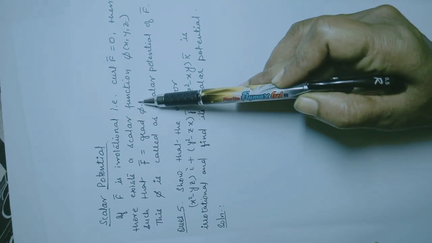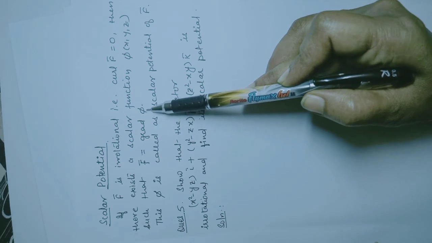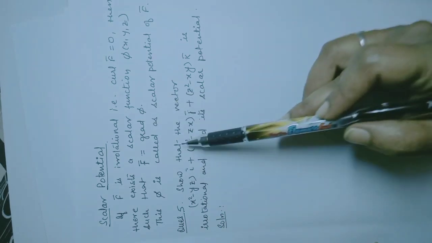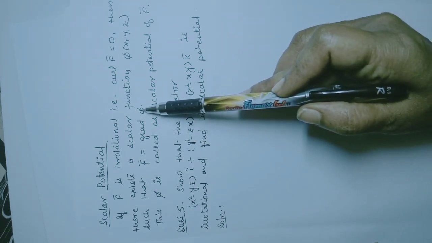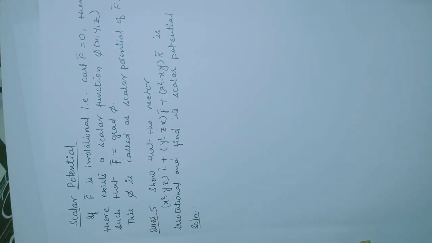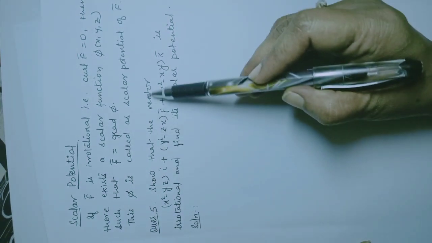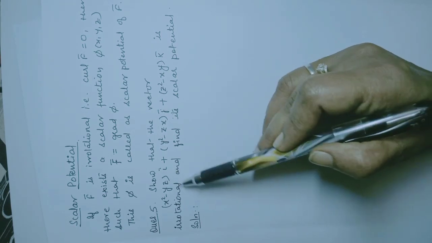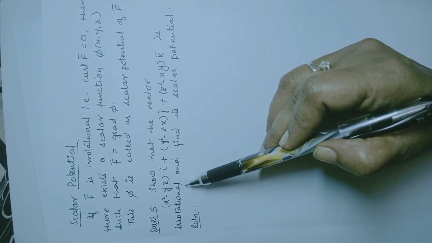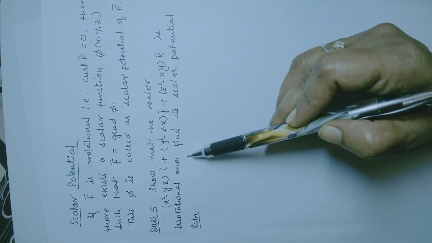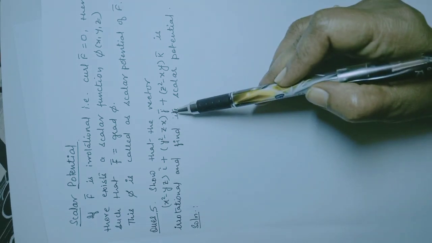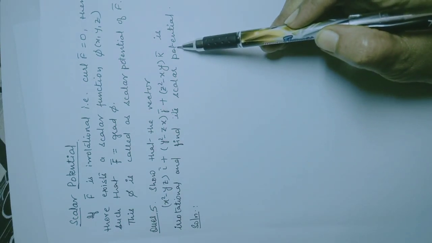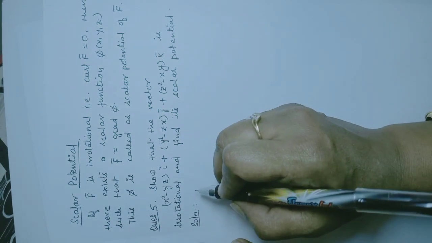Right, you can represent this vector f as grad phi, and this phi is nothing but the scalar potential, and easily we can calculate this phi. Let's see how we have to find this scalar potential or this phi. Now see here in this problem, you have to show that this vector is irrotational, and if this is irrotational, curl f is 0, and if curl f is 0, you can represent f as grad phi. That is your scalar potential, and you have to find that phi, that means that scalar potential.